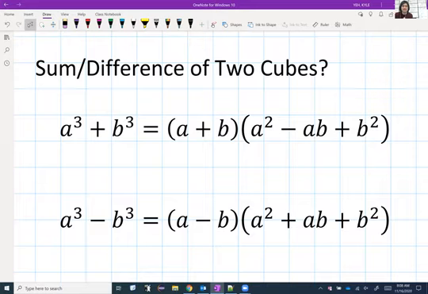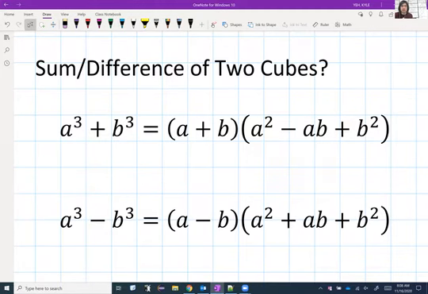So you might want to take a second and pause the video and write these down because I know there are a lot of a's and b's on the screen right now. What this is saying is if we have a cubed plus b cubed, two perfect cubes being added together, it will always factor into the form the cube root of the first plus the cube root of the second, a plus b, times a squared minus ab plus b squared. Okay, so that's our sum of two cubes.